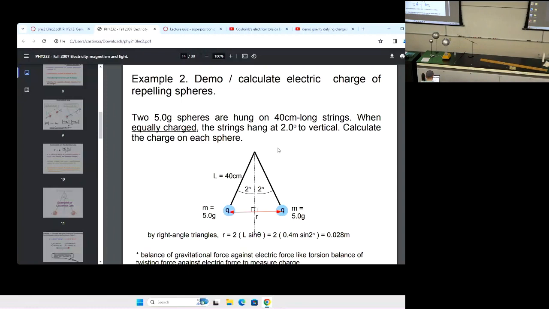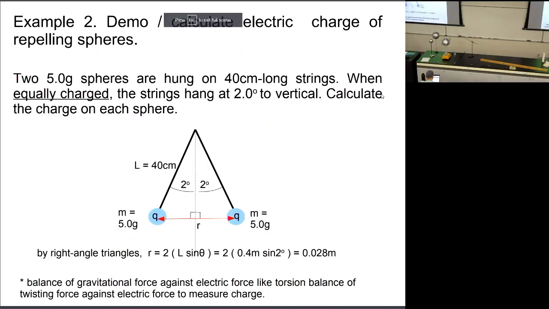Let me just show you this figure one more time, and then I'll go to the document camera if I'm capable. It's somewhat doubtful. On the figure, I've labeled the length of the string. So they're 40 centimeter strings. I labeled the angle that the two charges hang at, 2 degrees from the vertical. I measured their mass. It's 5 grams. And so I've labeled that too.